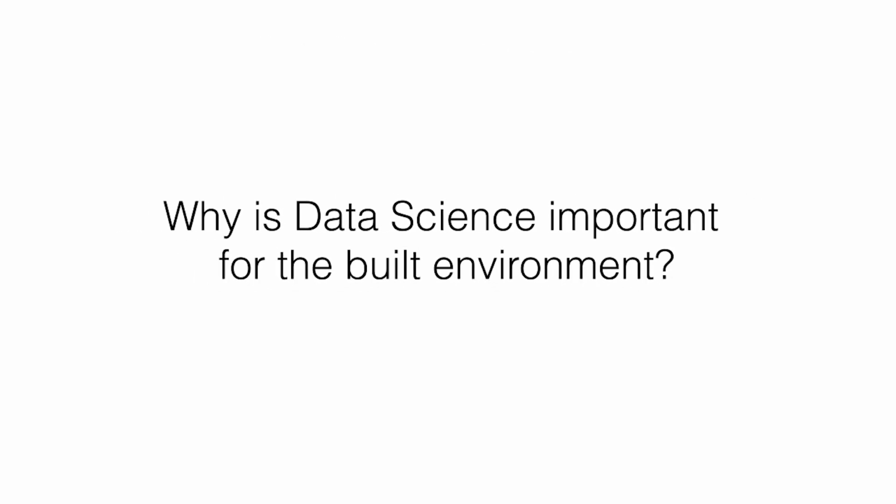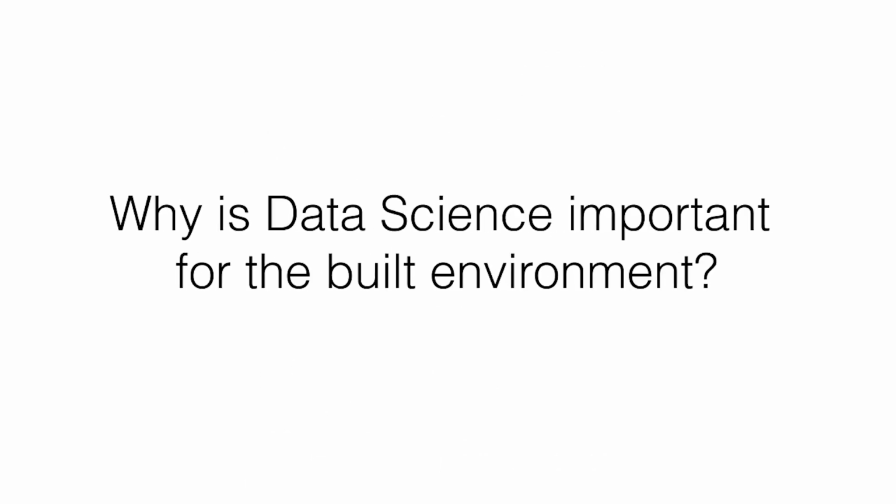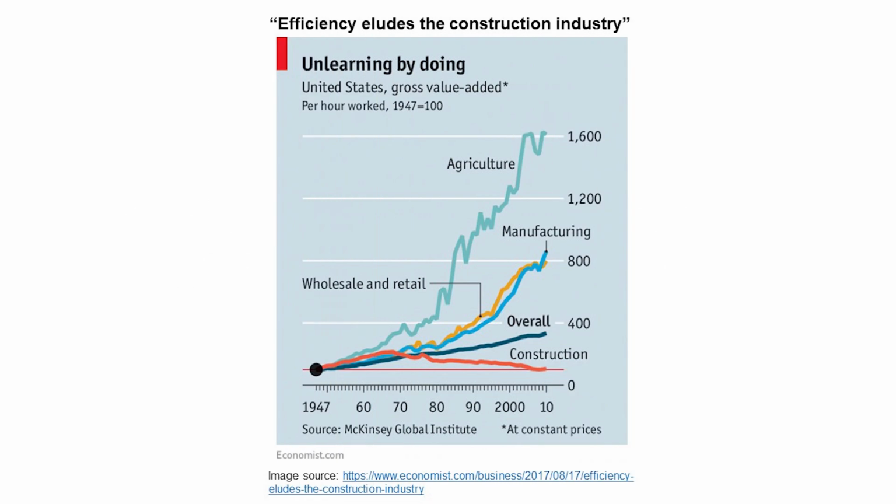Why is data science important for the built environment? Well, our field has some big challenges when it comes to time efficiency. This graphic is from an article in The Economist magazine that focuses on how the value created per hour worked in various industrial sectors has changed over the last 50 years. It shows that the efficiency of agriculture, manufacturing, and retail industries has skyrocketed, while the construction industry peaked in the late 60s and has gone down ever since, back to its baseline in 1947. Why do we have such a challenge in the built environment in terms of getting things done efficiently?